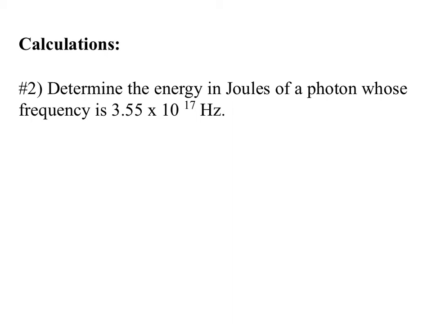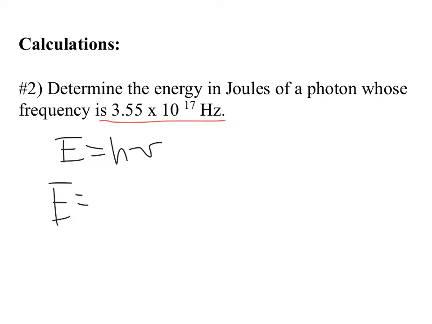Determine the energy. Okay, so now we're doing the energy, and the energy is Planck's constant times the frequency. We're given the frequency here. So we have the frequency. Planck's constant is a constant value that we know. So we just multiply those two values together.